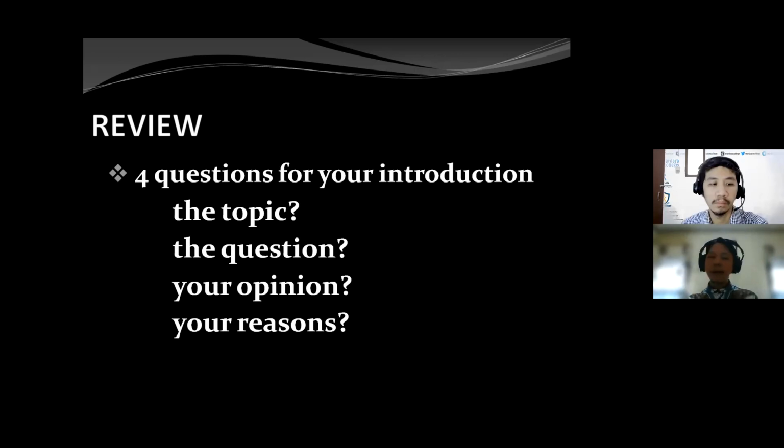Again, you can combine topic and questions, which enables you to show again how to make complex sentences. You can combine your opinion and reason, just like what we did before. You have a smaller number of words, but then you show how complex your sentences are. That's also another point, right?